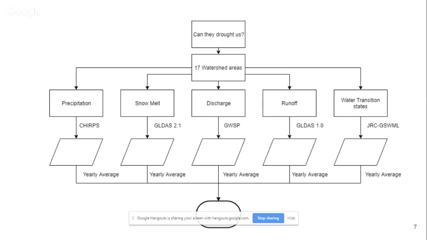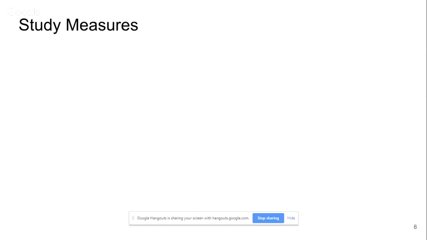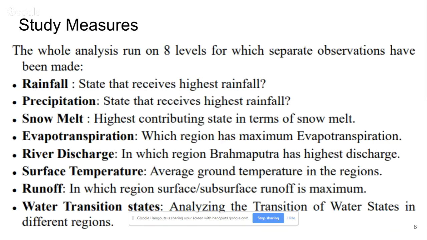So we have done our studies for precipitation, snowmelt, discharge, runoff, and water transitional states. These all are major indications from which we'll try to predict if there is any chance that we'll receive the drought or not. All this data is taken from Google Earth Engine, where it is readily available, and we have just used it and analyzed it to answer the question that we are having today.